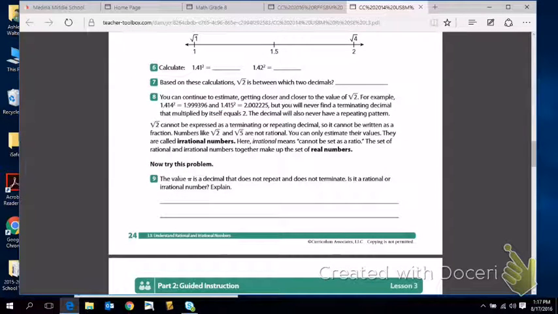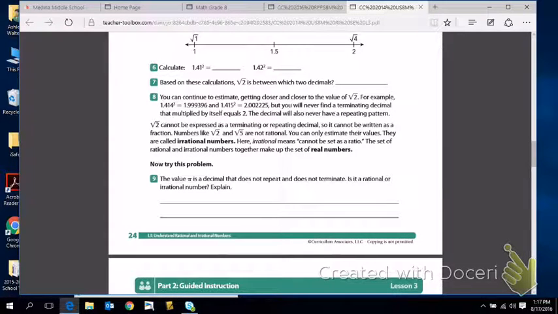In number 8, we're going to wrap up some things that we found out in steps 2 through 7. It says that you can continue to estimate, getting closer and closer to the value of 2. For example, when you square 1.414, you get 1.999396. And when you square 1.415, you get 2.002225. But you will never find a terminating decimal that multiplied by itself equals 2.